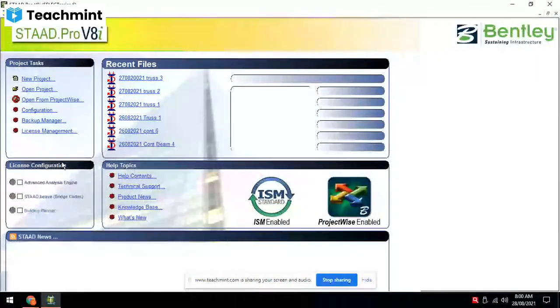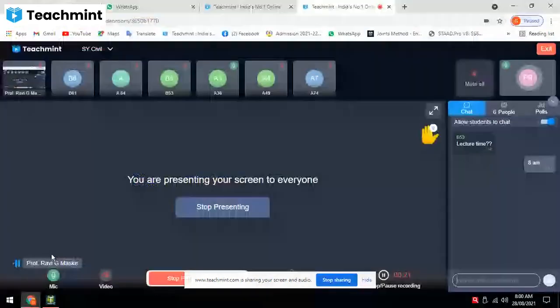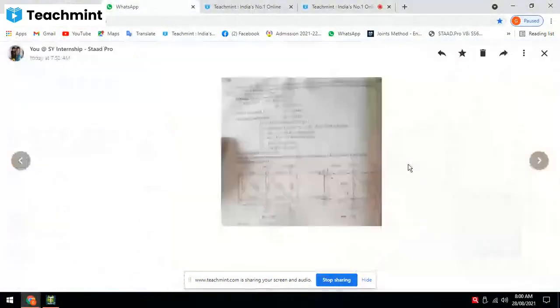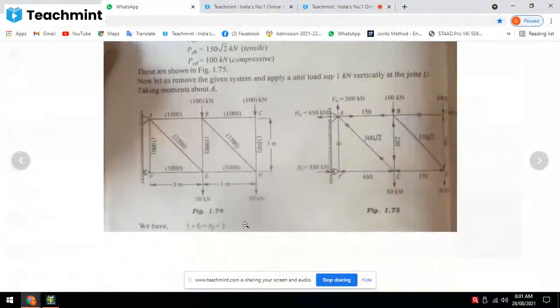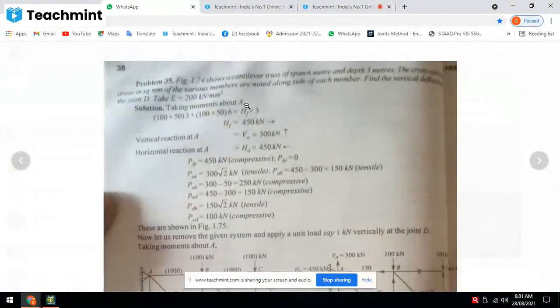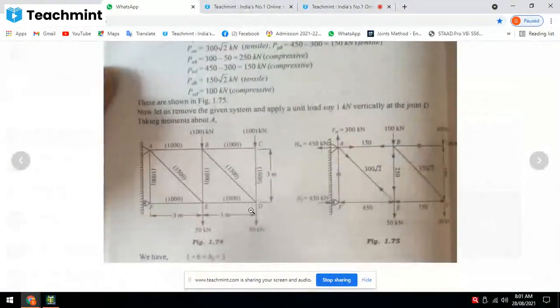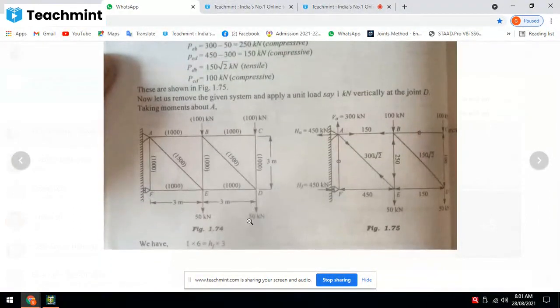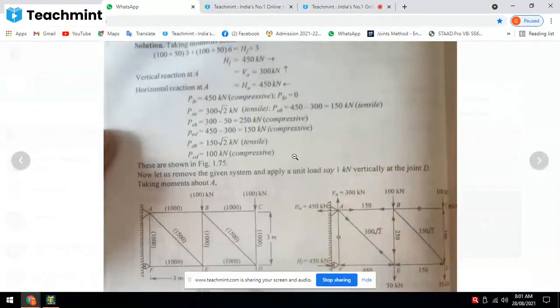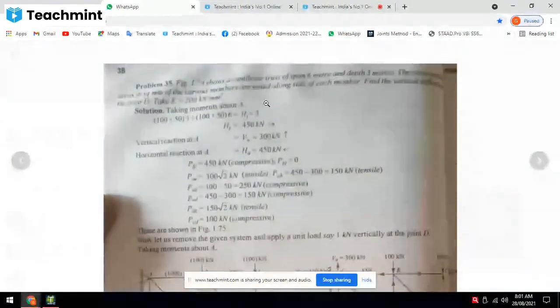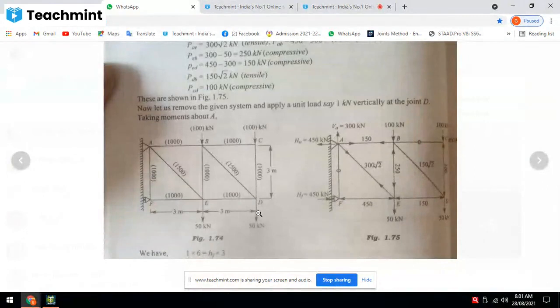Yes, sir. Right. So I have posted some numericals on our WhatsApp group. So there are cantilever trusses, where one end is fixed and the other is free. Like a cantilever beam, it is a cantilever truss. So today we will take the cantilever truss and we will finish the truss today.